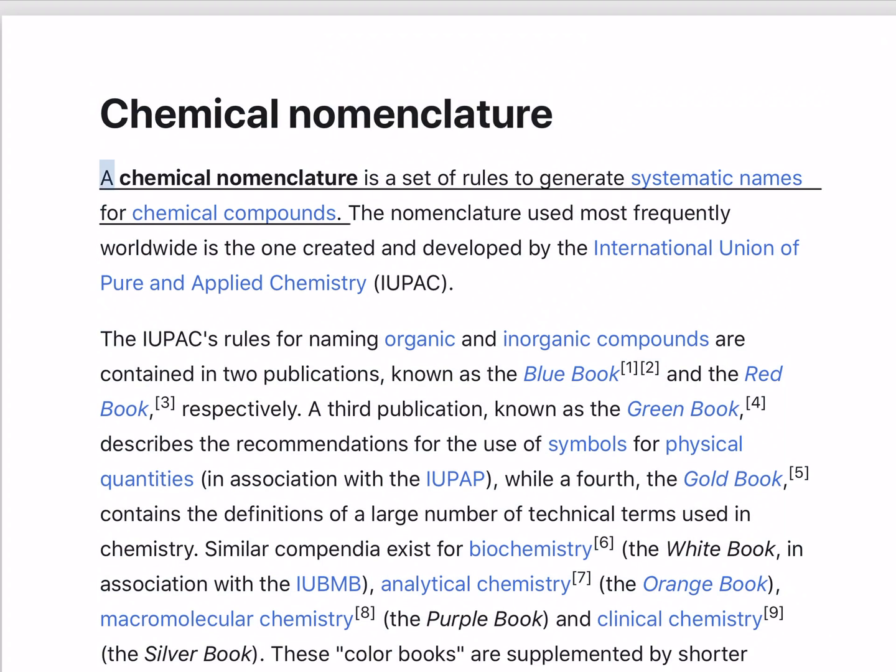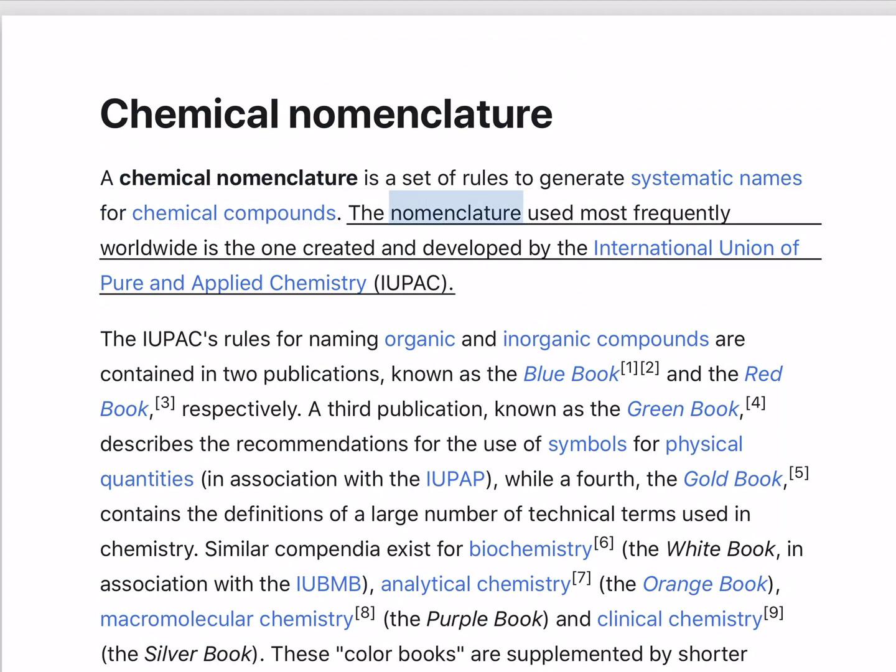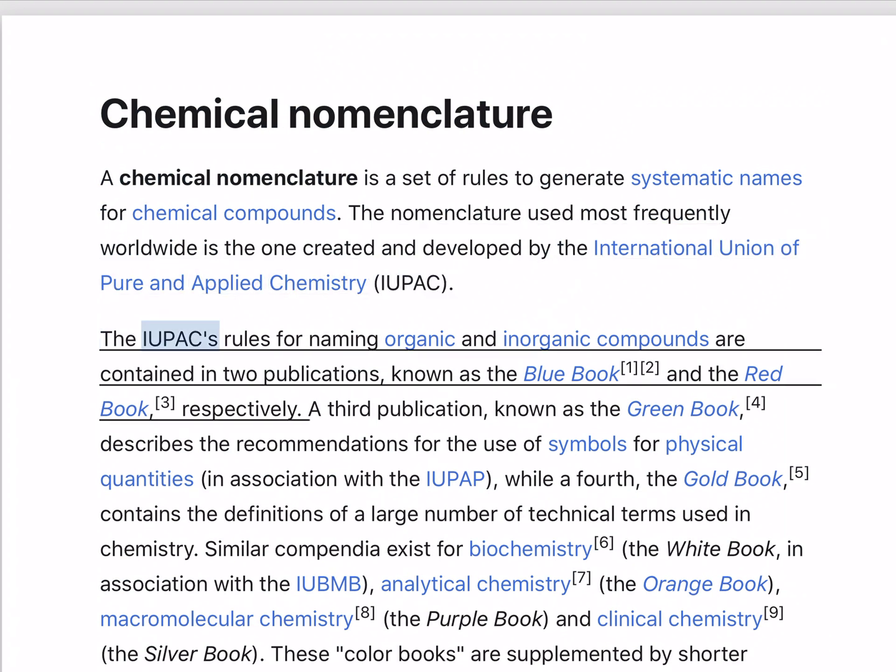Chemical nomenclature. A chemical nomenclature is a set of rules to generate systematic names for chemical compounds. The nomenclature used most frequently worldwide is the one created and developed by the International Union of Pure and Applied Chemistry, IUPAC. The IUPAC's rules for naming organic and inorganic compounds are contained in two publications, known as the Blue Book [1][2] and the Red Book [3], respectively.